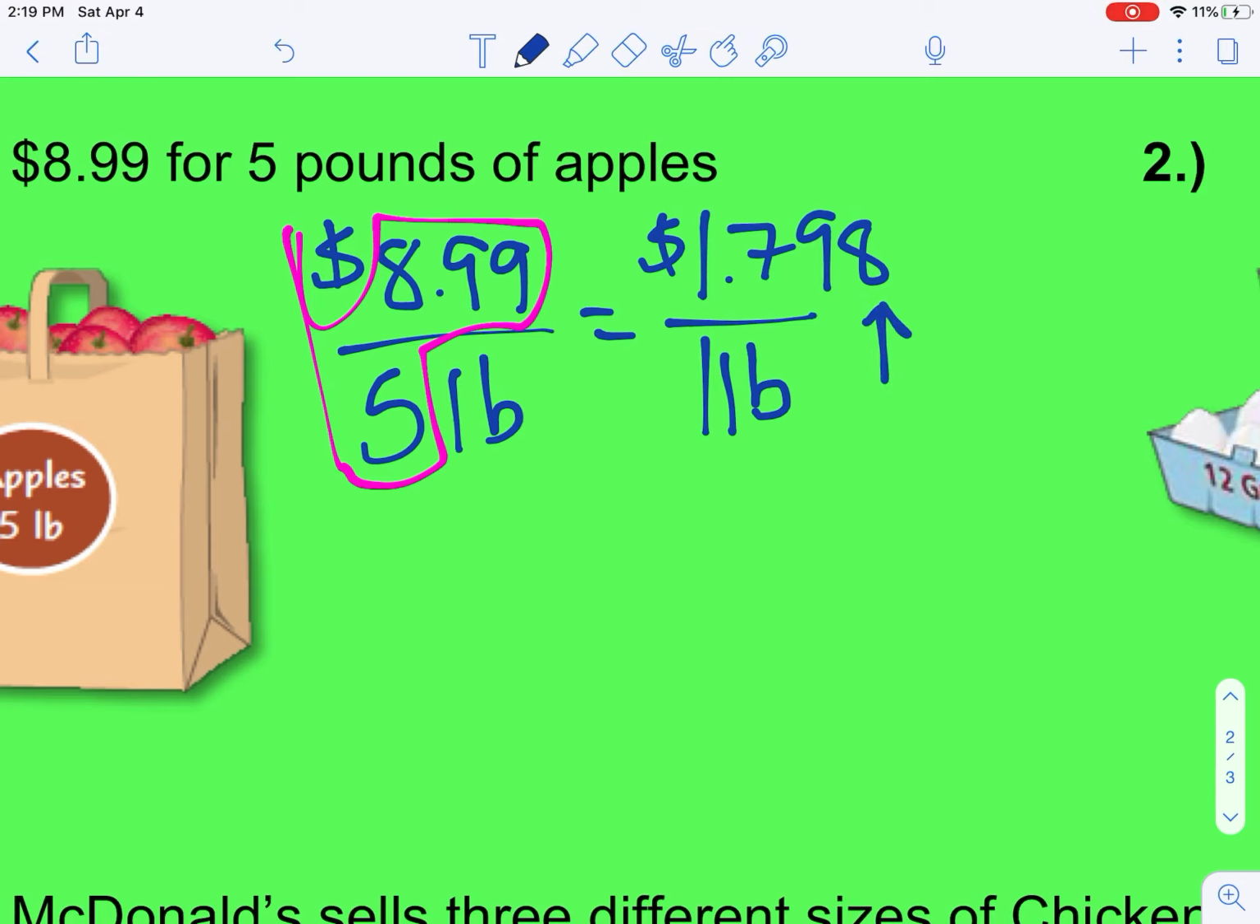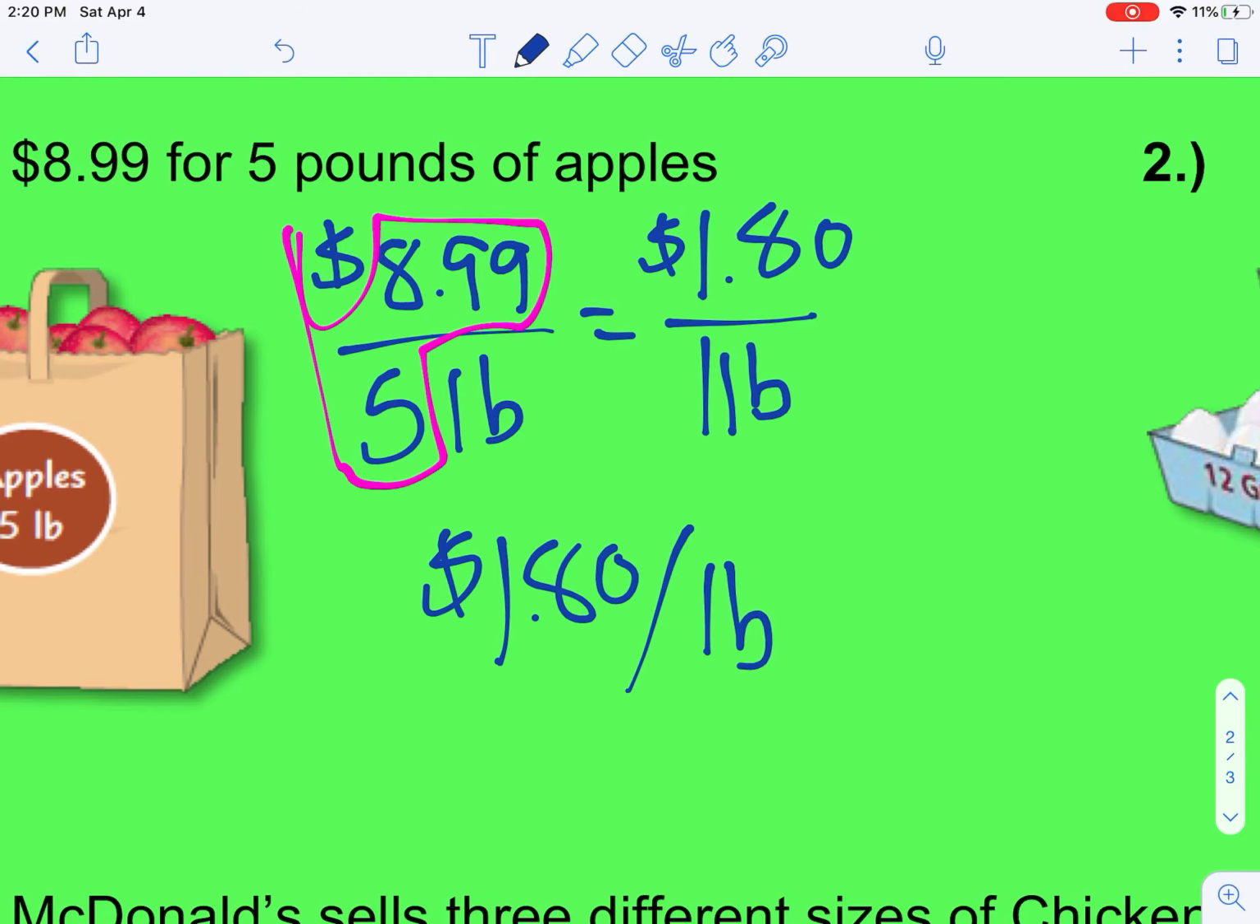That 8 means we round up. So if I round up, the 9 actually turns into a 10. So this gets kind of messy. This is going to be 80. So I have $1.80 per pound for my apples.